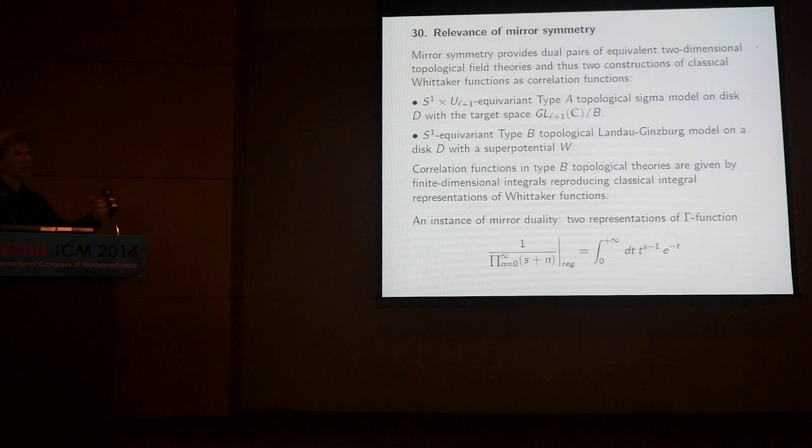Below is a simple funny example of this mirror duality. You have two representations for the gamma function. On the right is the Euler integral, on the left is the infinite product, which can be considered as an infinite determinant, so actually an infinite Gaussian integral. So on the left-hand side we have the equivariant volume given by the infinite dimensional Gaussian integral, on the right, a finite dimensional one. And mirror symmetry in quantum field theory precisely identifies this.